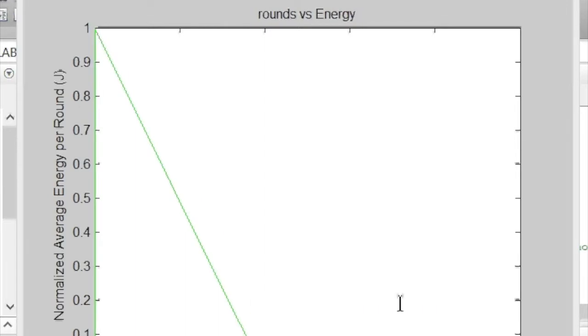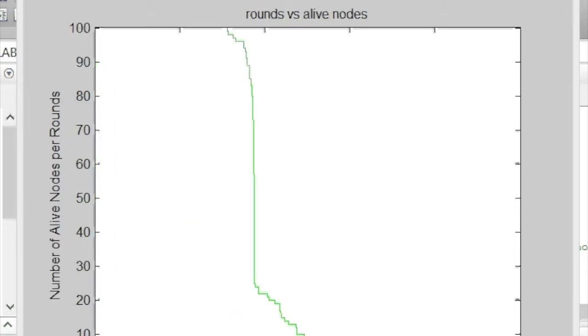Coming to the normalized average energy graph versus the number of rounds, we see that initially the energy that has been consumed by all the nodes that have been used in the formation of a multi-chain is 1 joule only initially, and it decreases on reaching the 2000th round and finally becomes 0.